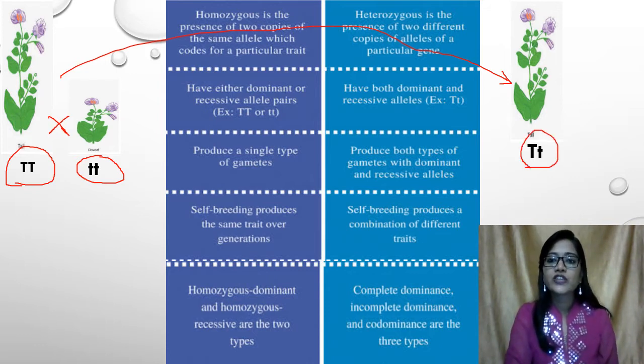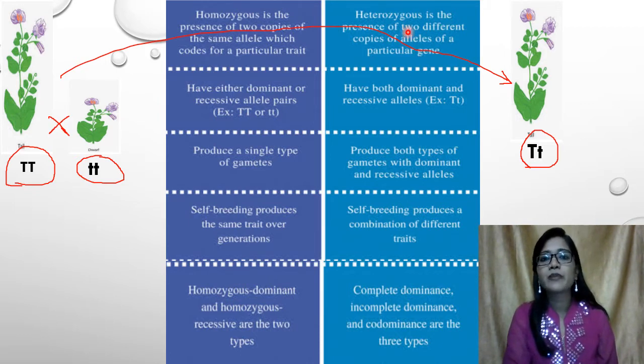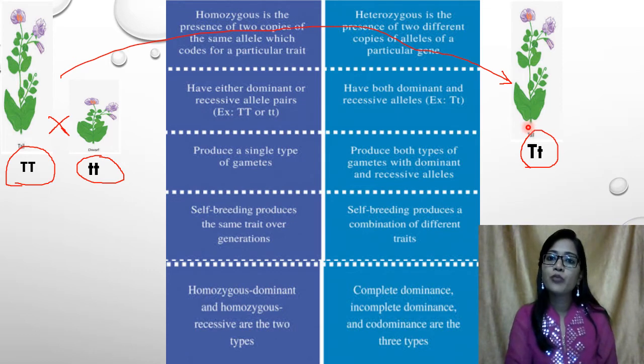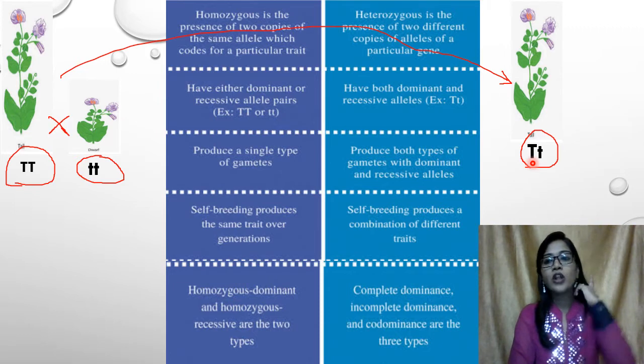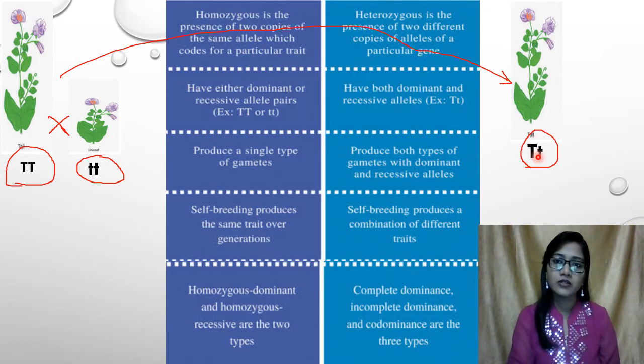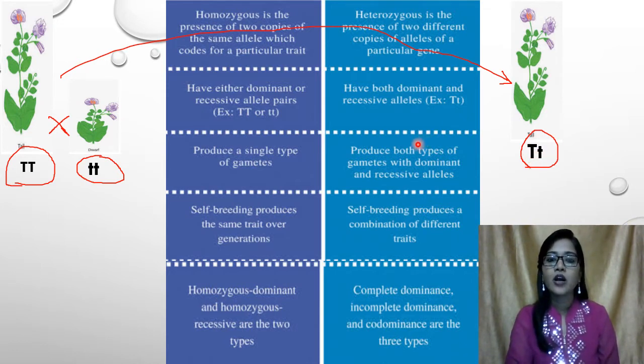So what is the heterozygous condition, and what are the points? Heterozygous is the presence of two different copies of alleles of a particular gene. So capital T and small t are the two different copies of the alleles present in that plant, with both dominant and recessive alleles. Capital T represents the dominant character and small t represents the recessive character. So it carries both alleles. It produces both types of gametes, a capital T gamete and a small t gamete, so two different types of gametes.